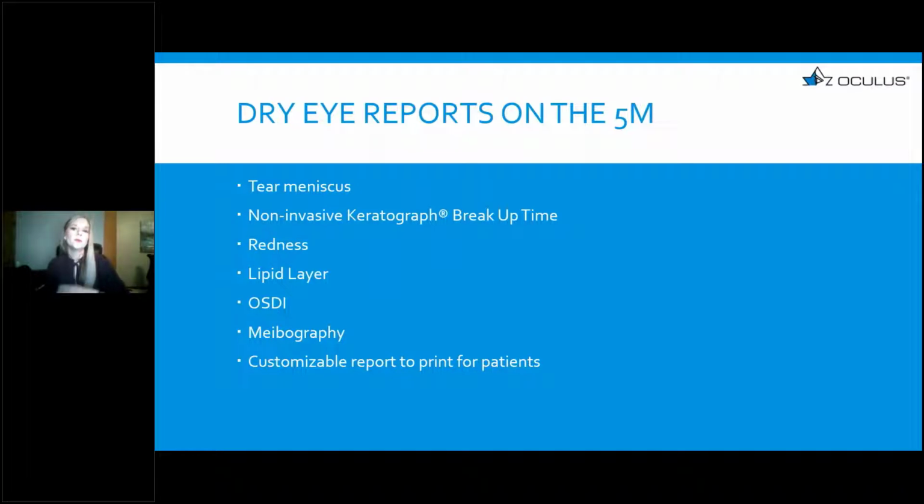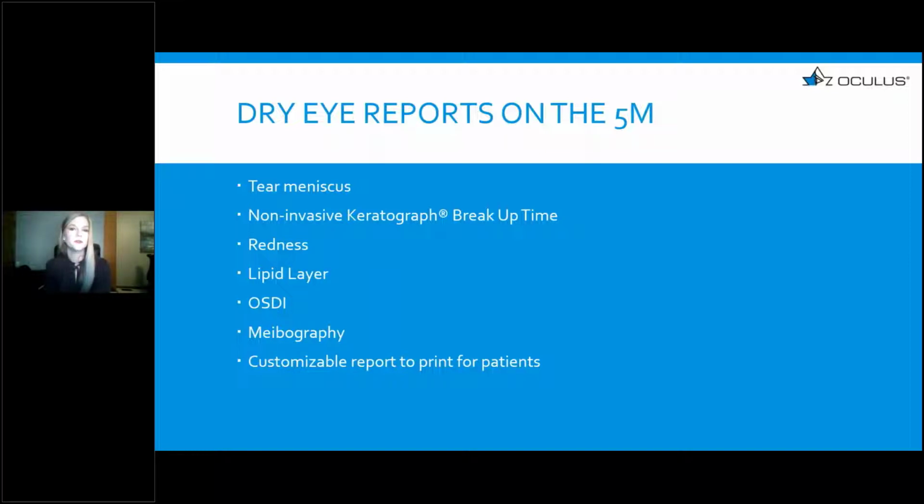Okay. So let's change gears a little bit. I'm going to talk more specifically about the dry eye reports that I do on the keratograph. Okay. So the main things that the keratograph is going to look at is the tear meniscus. So the tear height or the tear volume that you have. It's also going to do something called a non-invasive keratograph breakup time. So you can think of this like a NIBUT, so tear breakup for your patients.